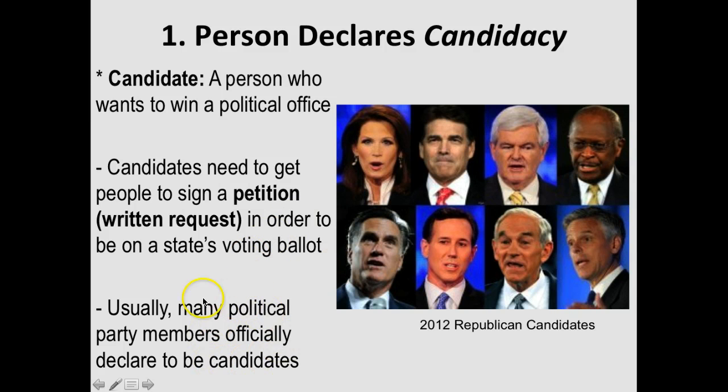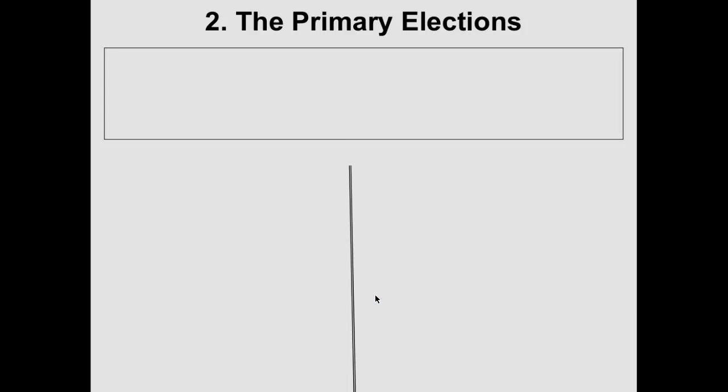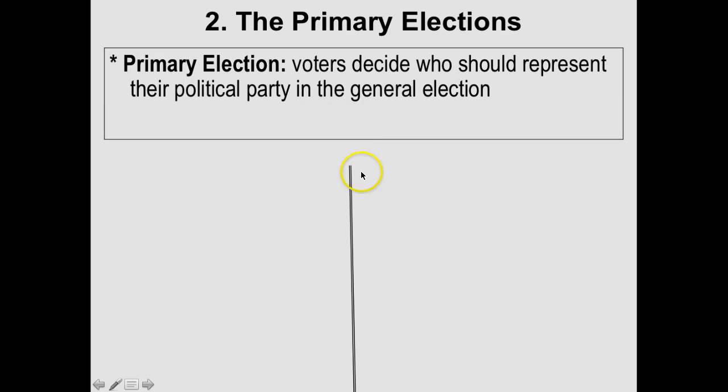Usually, you have lots of political party members trying to be candidates. In 2012, when Barack Obama was running for re-election, nobody challenged him, but the Republicans had many people who wanted to be their party's nominee. And as you can see, there were 8 people right here, and eventually Mitt Romney became their party's nominee in 2012.